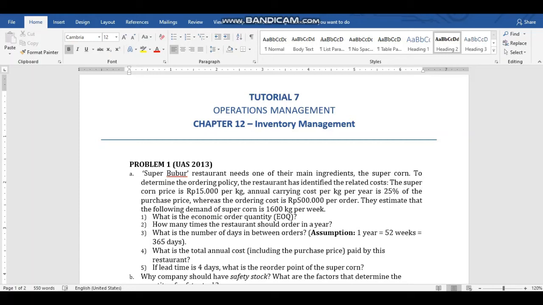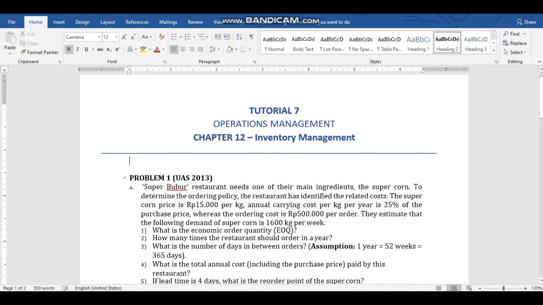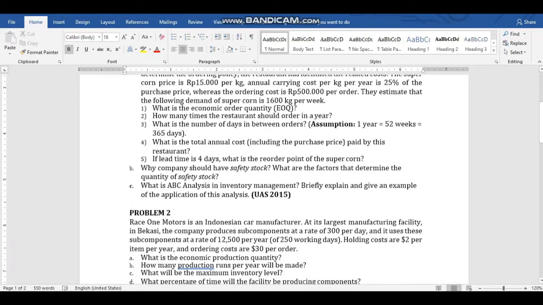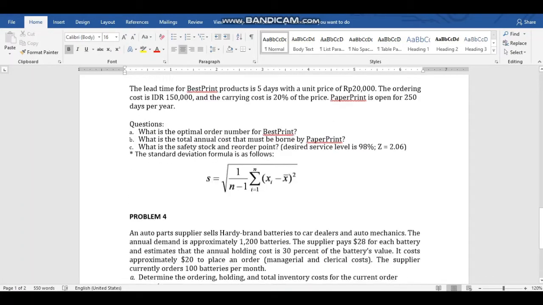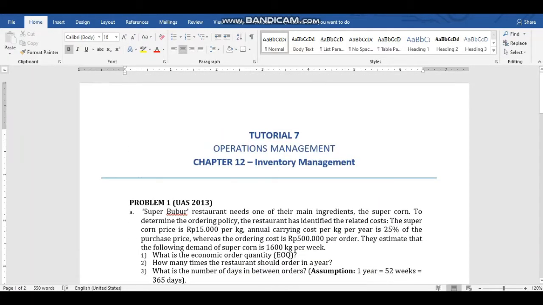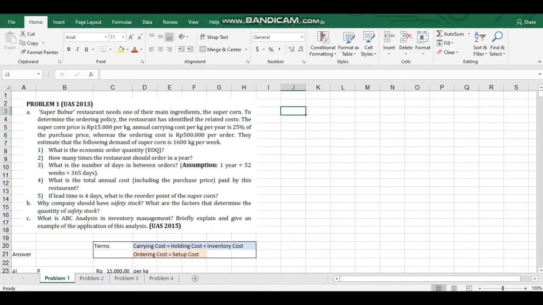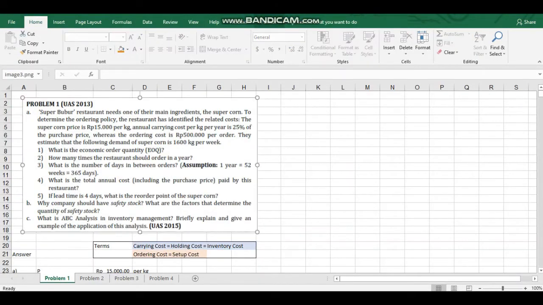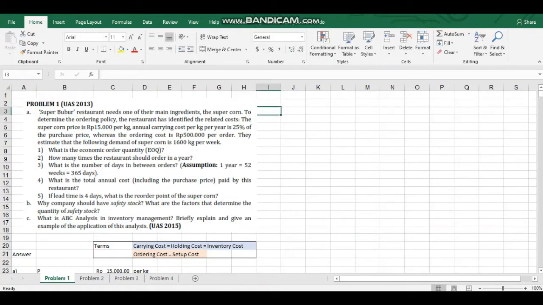Hi all. So today is our seventh session, and today we're gonna do some exercises related to chapter 12, which is about inventory management. Today we have four problems, all related to inventory management, and we're gonna do it in Excel. So start from problem 1. We read the problem first.